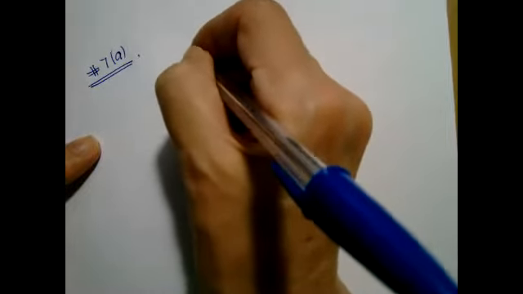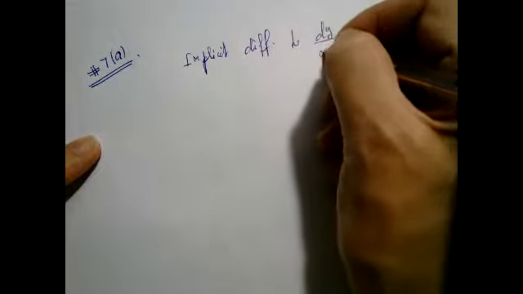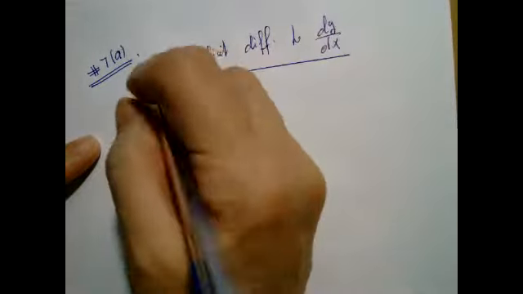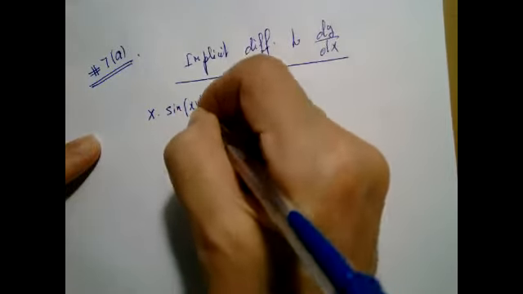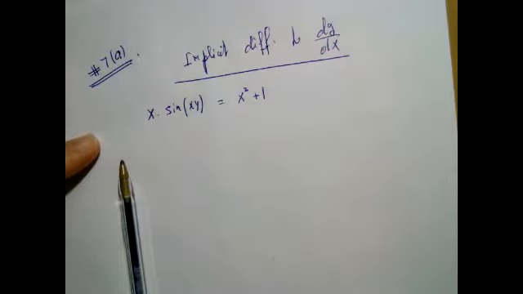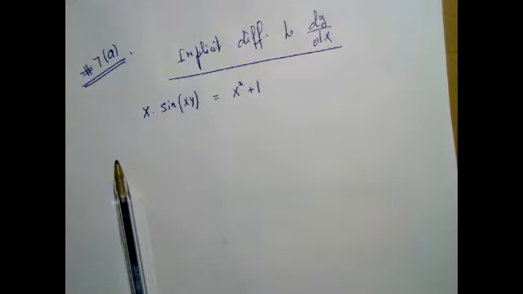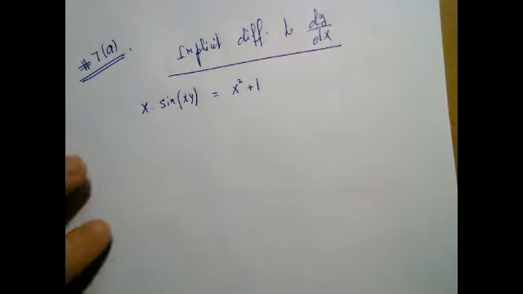Very good. So the question is, use implicit differentiation to find dy/dx. And it's x squared plus 1. Okay, so I will do that because I'm sure that you guys have forgotten implicit differentiation.